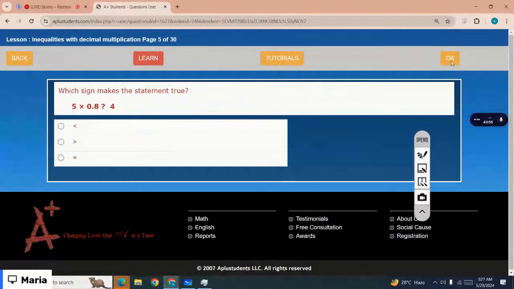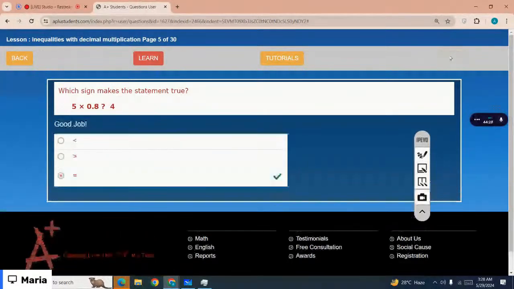5.08 is 4, right? And then both sides are exactly equal. The correct option is equal because 5 times 8 is 4. So the correct option is they both are exactly equal.